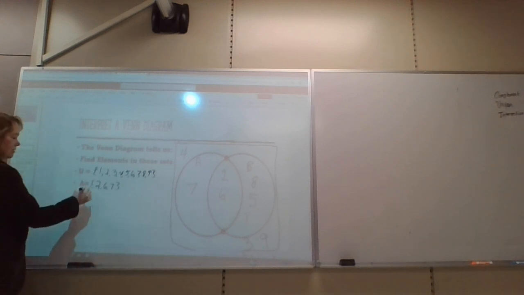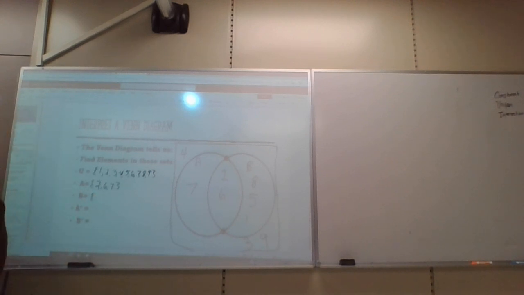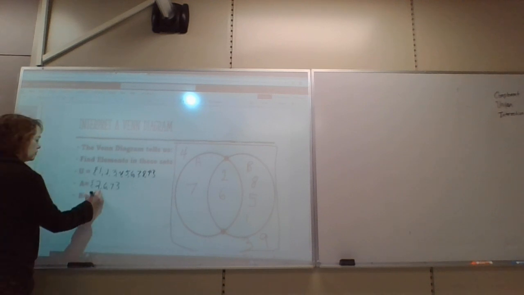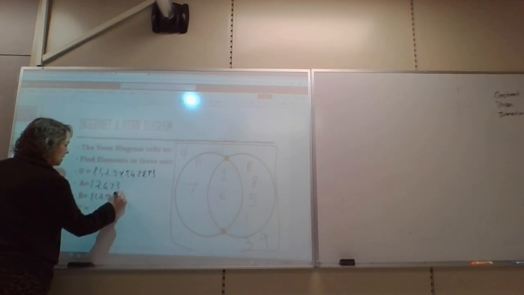Let's look at B. Give me, in roster form, what is in B in order? 1, 2, 5, 6, 8.